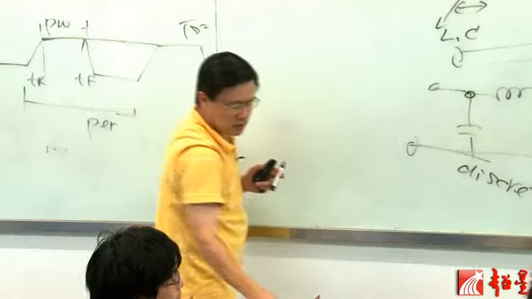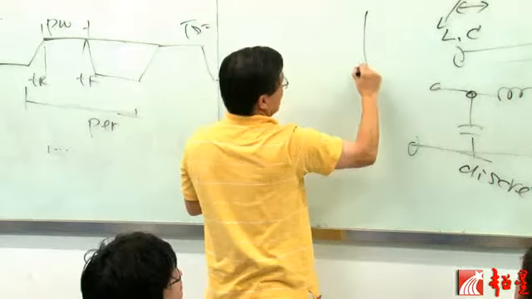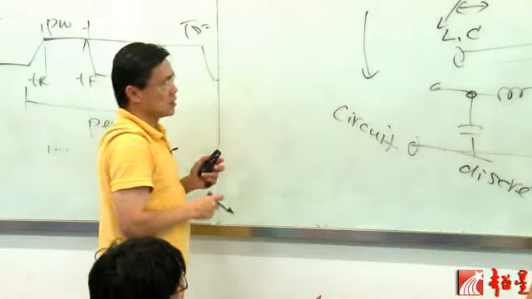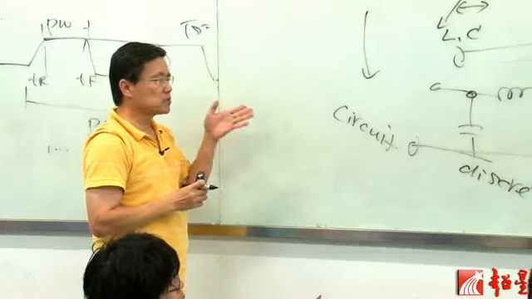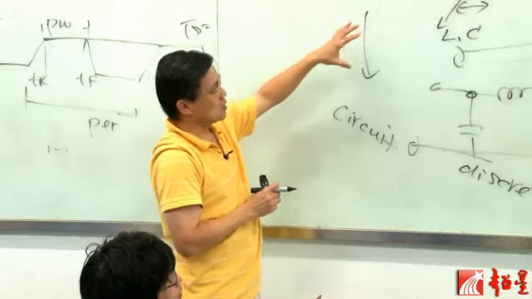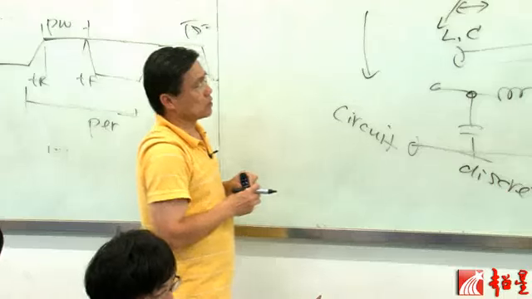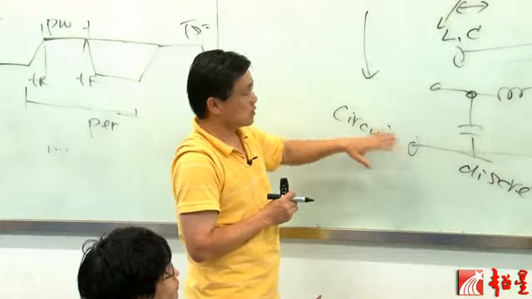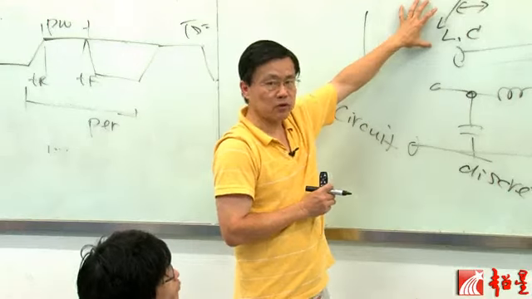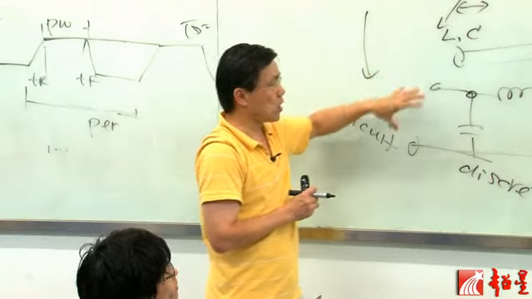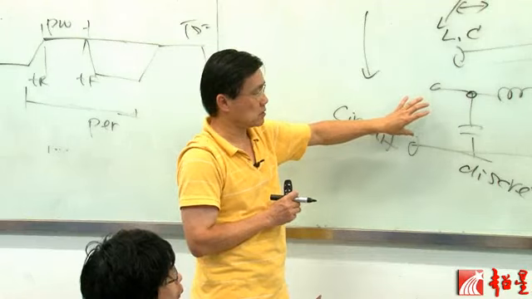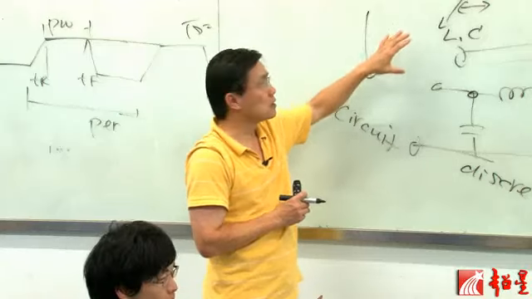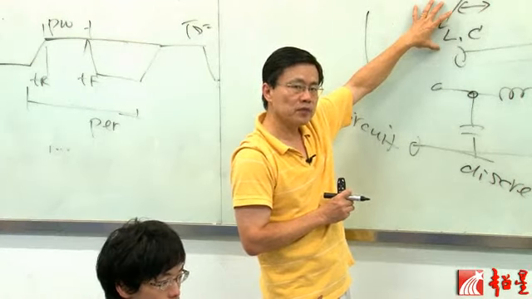In this class, as much as possible, we're going to use circuit. But because we're talking about high speed transmission, circuit is an approximation of the field. But how well can you approximate the circuit of the field? It depends on how well you understand the field, right?